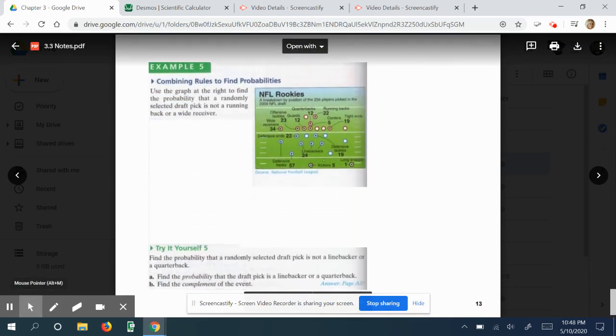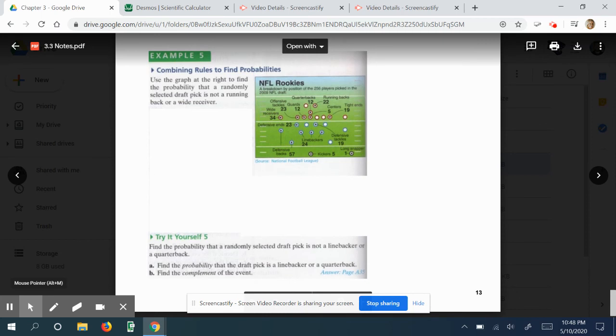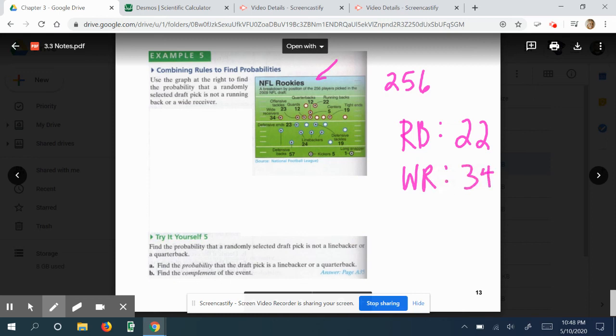All right. So knowing all that, and it's in your notes, let's look at this right here. It says, use the graph at the right to find the probability that a randomly selected draft pick is not a running back or wide receiver. First off, there were 256 players that were picked in the 2009 NFL draft. Now, we know that running backs accounted for 22 of them. And we know that wide receivers accounted for 34 of them.